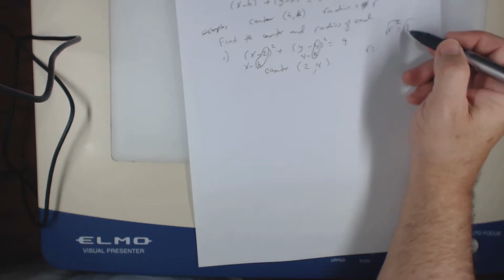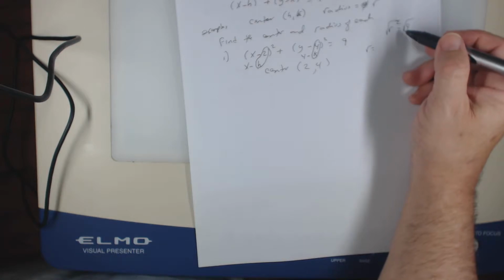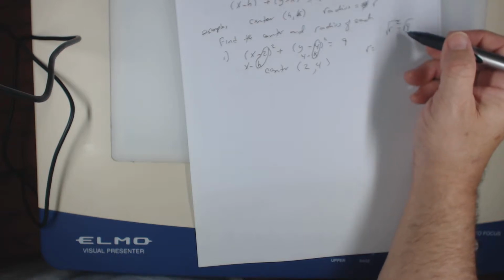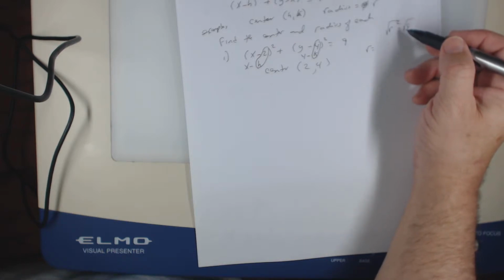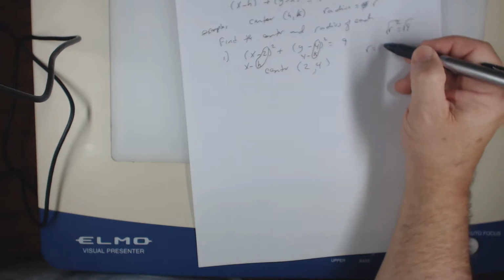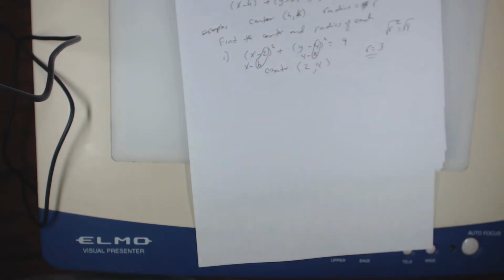Now, don't do the plus and minus, because here you're talking about distance. Radius is a distance, correct? And distance is always what kind of number? Positive. So you won't see me do plus and minus here. So the radius is just what? 3. So the radius is 3.